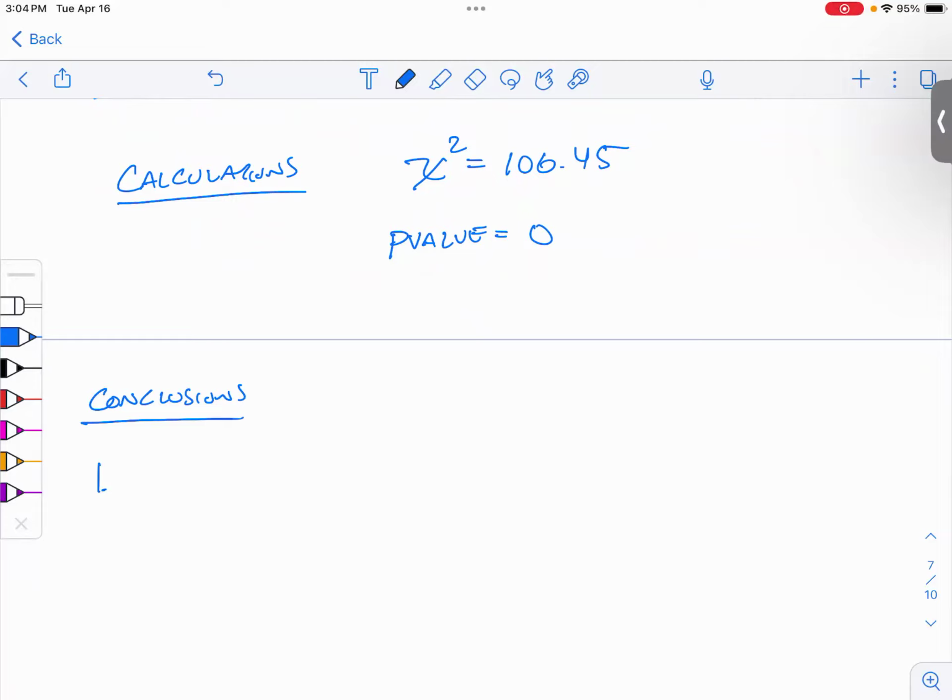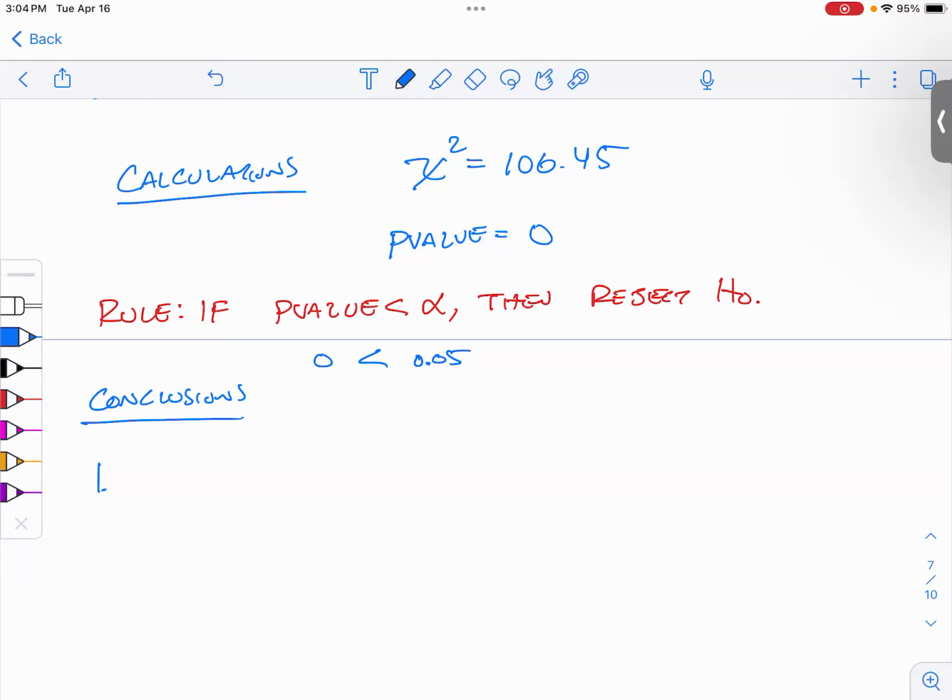Reject or fail to reject H0? Reject. You sure? Fail to reject, right? Yeah, fail to reject. Our p-value is 0. Significance level 5%. Is 0 less than 5%? So what do we do? Reject.